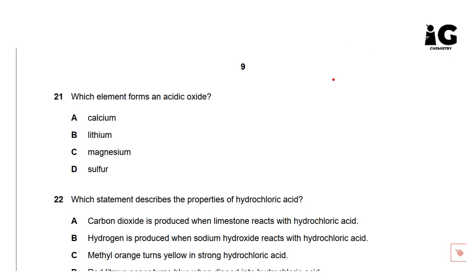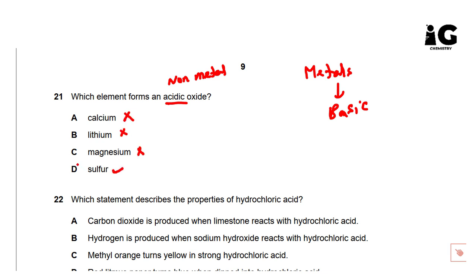Okay. 21. Which element forms an acidic oxide? So acidic oxide means we need a non-metal, because non-metals form acidic oxides, while metals form basic oxides. So this is something really important to be memorized. So we need a non-metal. So calcium is wrong, lithium is a metal, magnesium is a metal, so actually it's sulfur. So the correct answer is D.